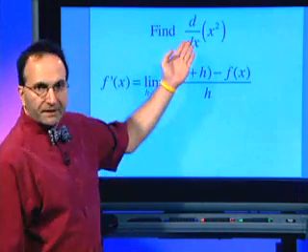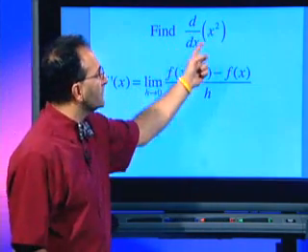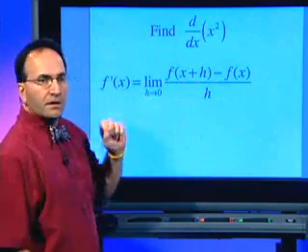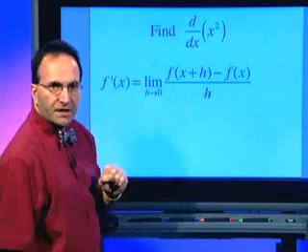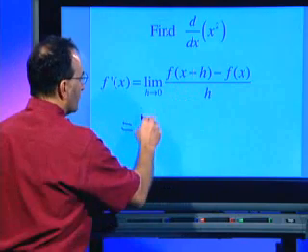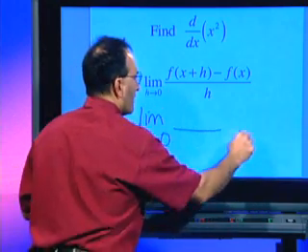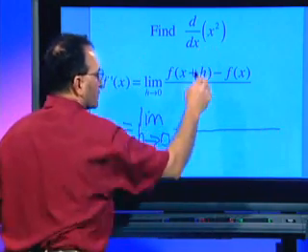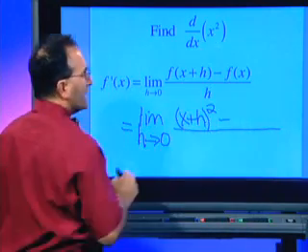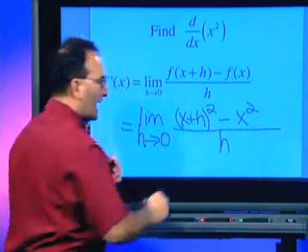Let's find the derivative d of x squared dx. So our function is x squared, and we're going to apply this formula to find its derivative. This is equal to the limit as h goes to 0 of x plus h squared minus x squared, and that's all over h.